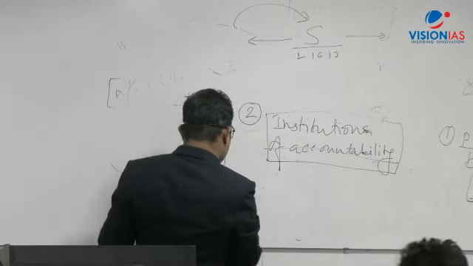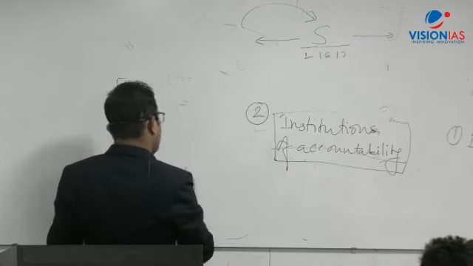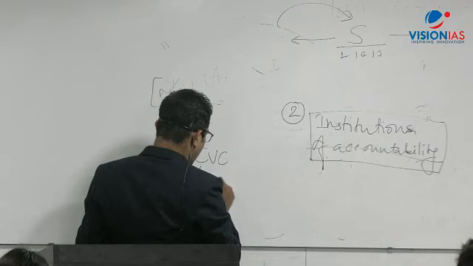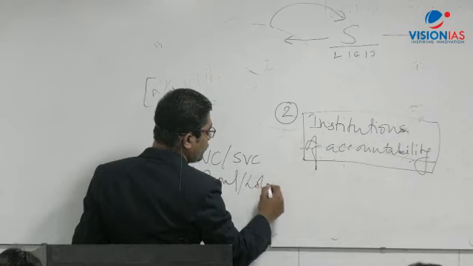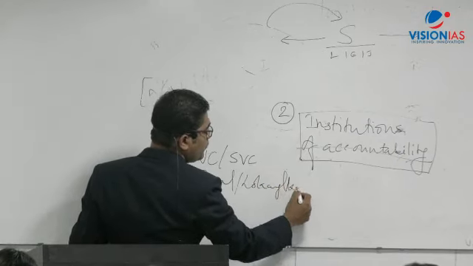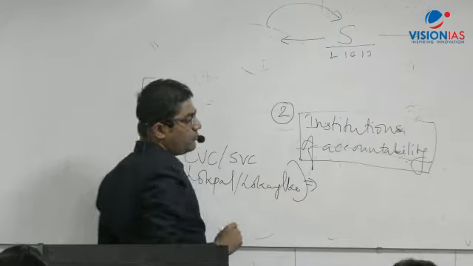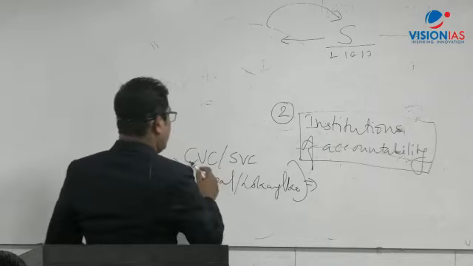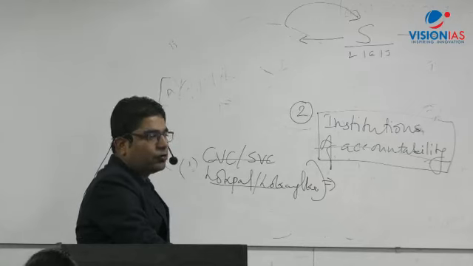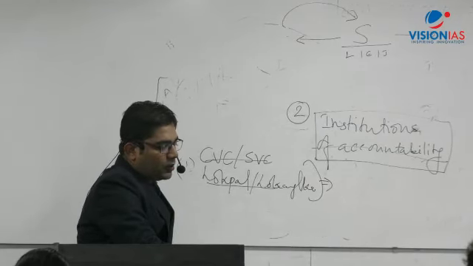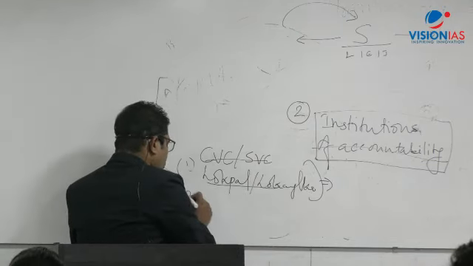Just tell me, what are the institutions? Vigilance. Okay. So first we are going to write CVC and Lokpal, because these institutions, SVC at the state level and Lokayukta, are particularly related to tackling corruption and misappropriation of funds. So first is CVC, SVC and Lokpal. This will ensure accountability with respect to misappropriation of funds and corruption-related matters. The second institution is CAG.